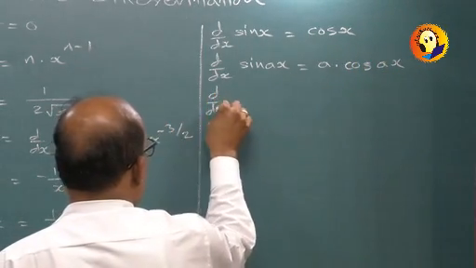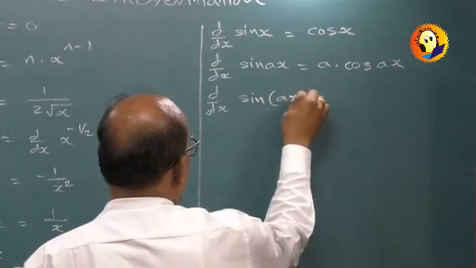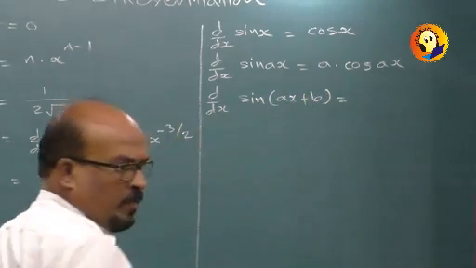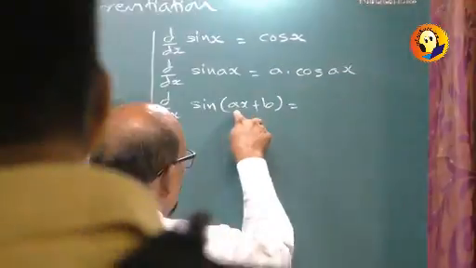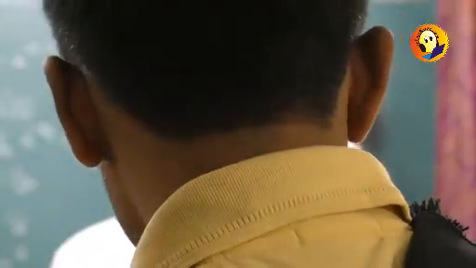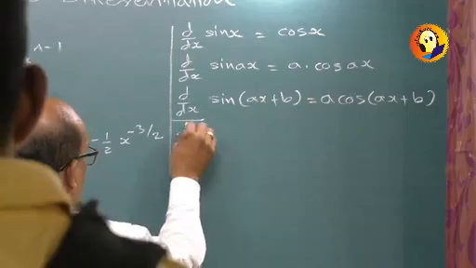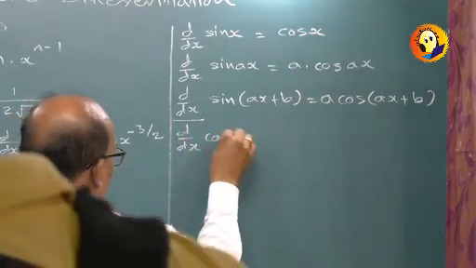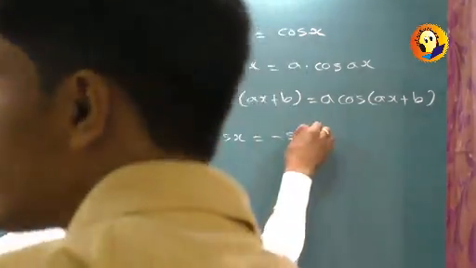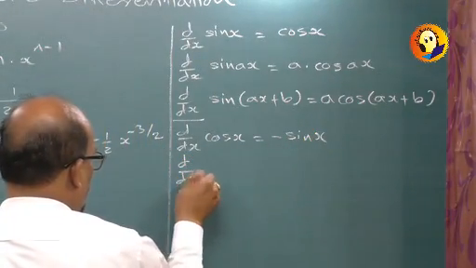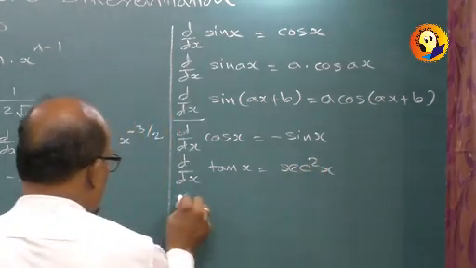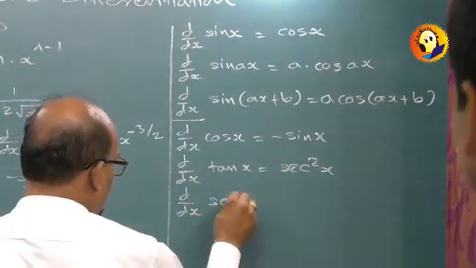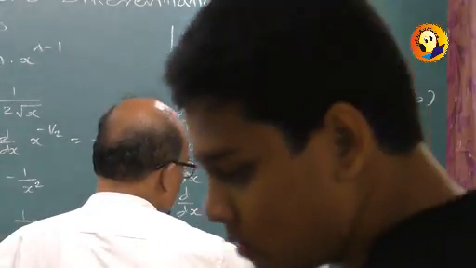D by dx of sin of ax plus b will be, sin's derivative is cos of ax plus b into the derivative of this. So it is again a cos of ax plus b. D by dx of cos x is minus sin x. D by dx of tan x is sec square x. D by dx of sec x is sec x tan x.